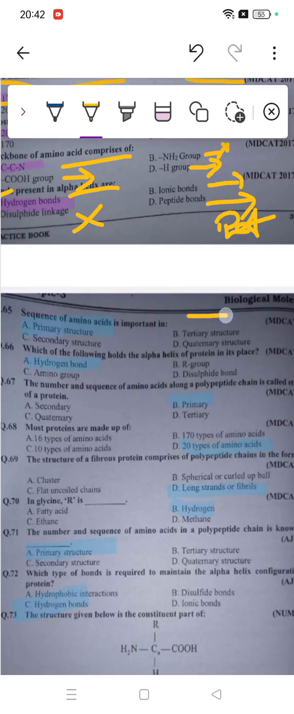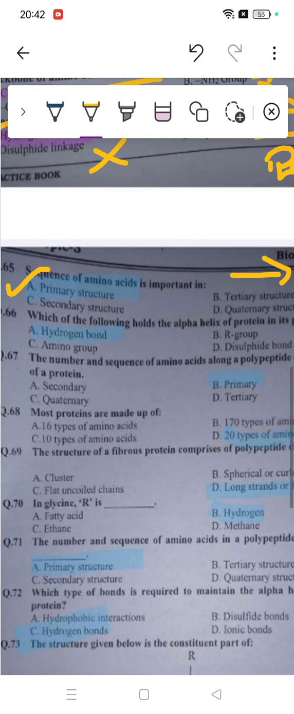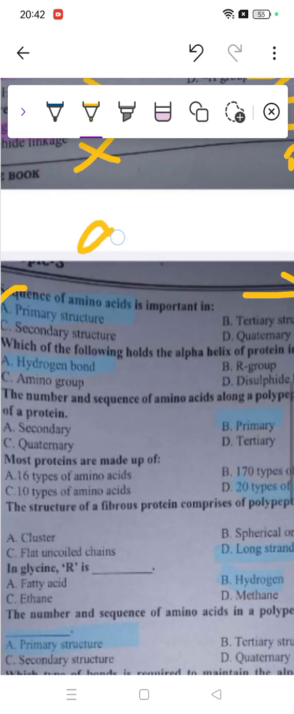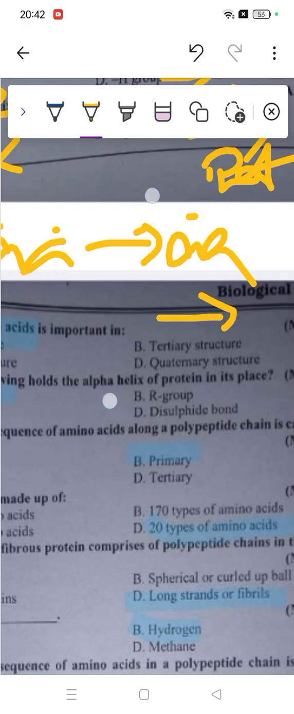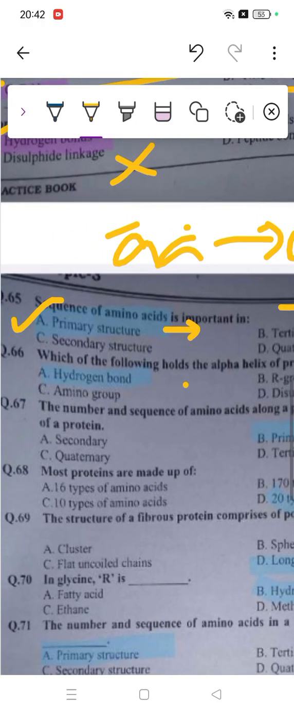Then the sequence of amino acid is important for primary structure, because if this is the amino acid, this means one amino acid combines to form the second. If we do not have primary structure, then other structures would not be able to form. So this means sequence of amino acid is mainly important for primary structure.